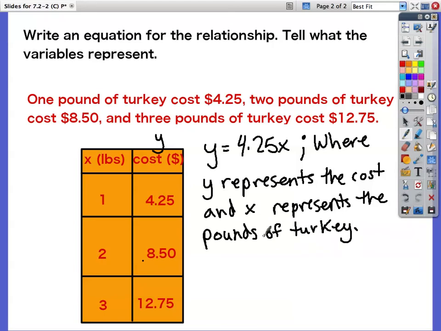So I've completed all of the requirements for this problem. I've given the equation, and I've told what the variables, or what the letters y and x represent. And that's what you got to do for each problem.